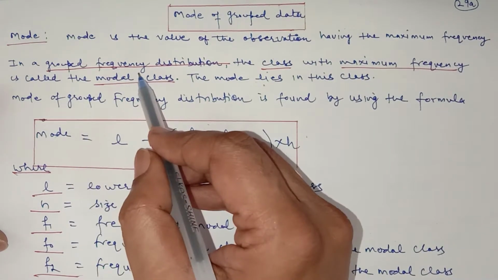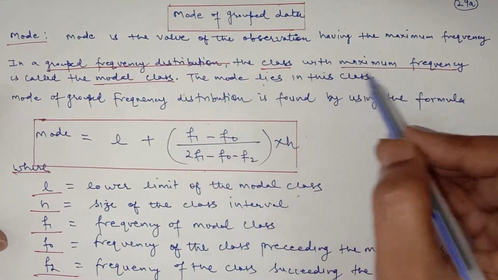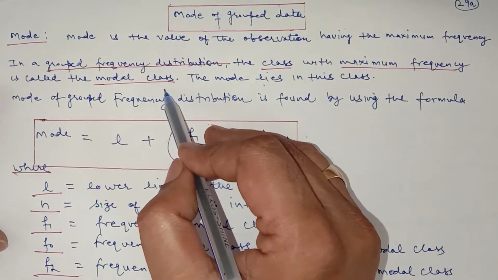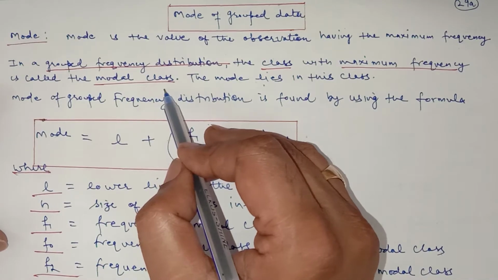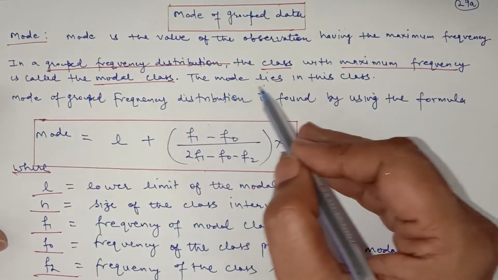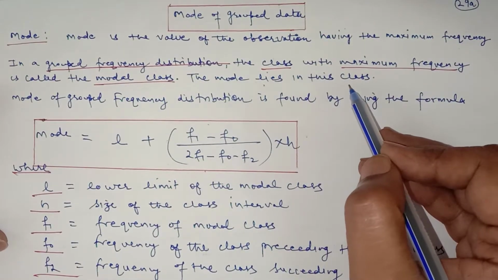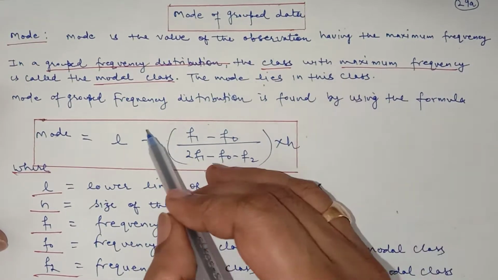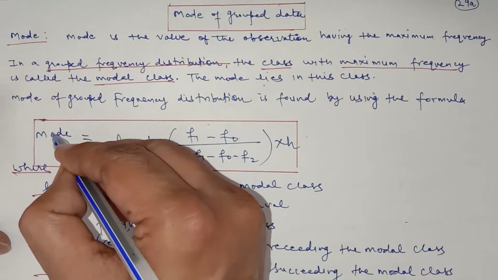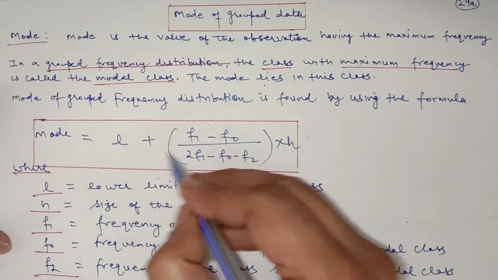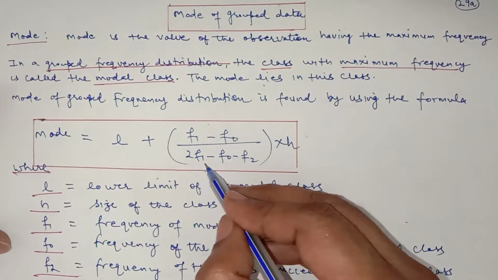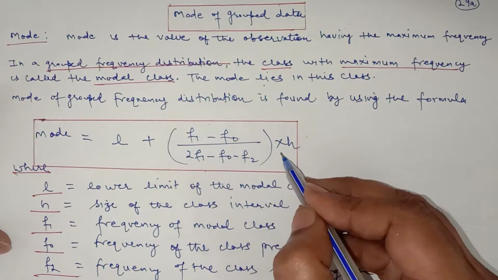In a group data, the class with the maximum frequency is called the modal class. When a class interval is given, then the class interval of the maximum frequency is known as the modal class, and the mode lies in that particular class. So mode of the group data is found by using the following formula: mode is equal to L plus (F1 minus F0) upon (2F1 minus F0 minus F2) into h.